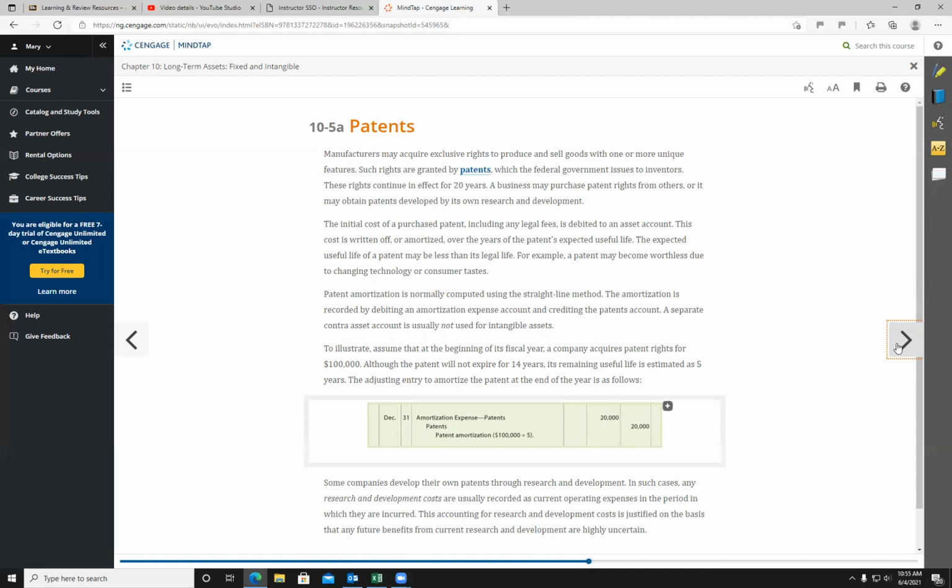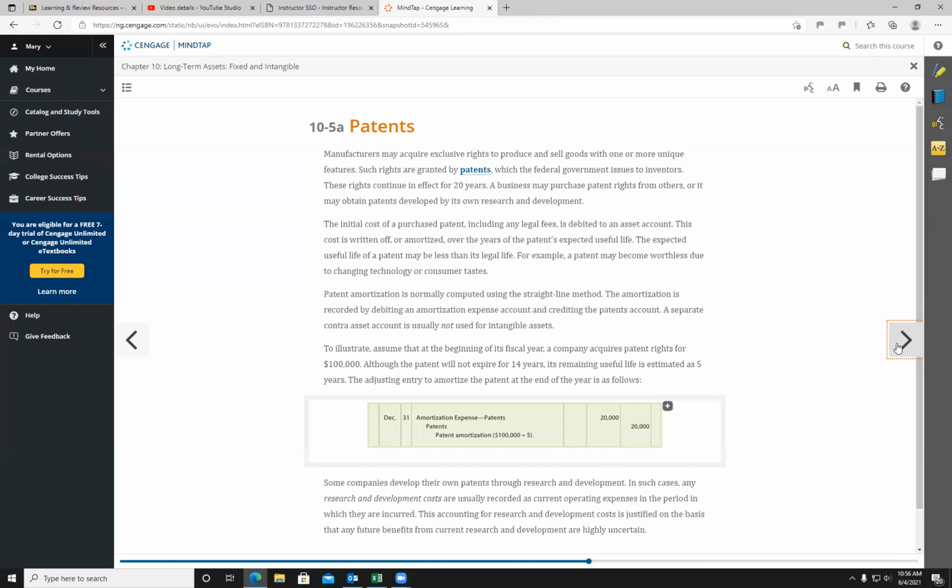Now, most rights continue in effect for about 20 years. So I think most patents have a life of about 20 years. The expected useful life of a patent may be less than its legal life. So legal life is about 20 years, I believe, and then the useful life of a patent could be up to or less than 20 years. For example, a patent may become worthless due to changing technology or consumer tastes.